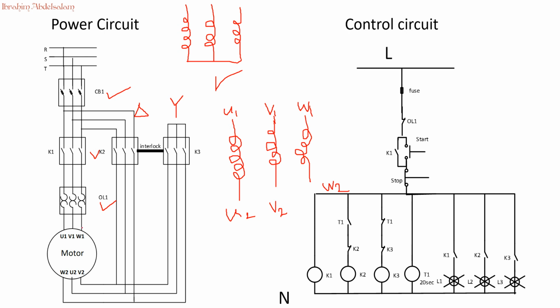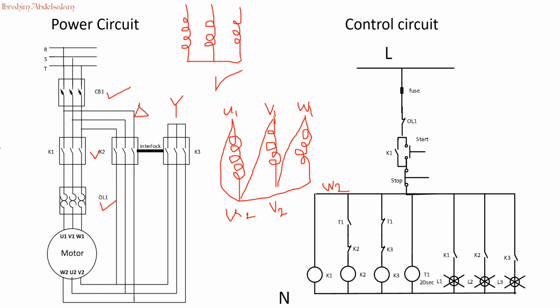Let's have a look at what happens here. If this contactor is activated, U2 will be connected to V1. So U2 to V1, and V2 will be connected to W1, and lastly W2 will be connected to U1. So in this way, once contactor 2 is activated, we'll get our delta connection.